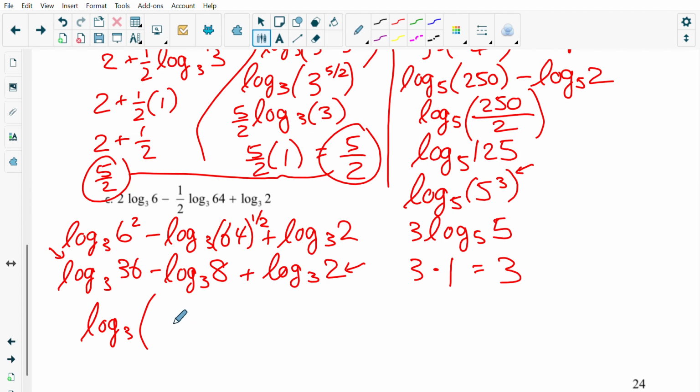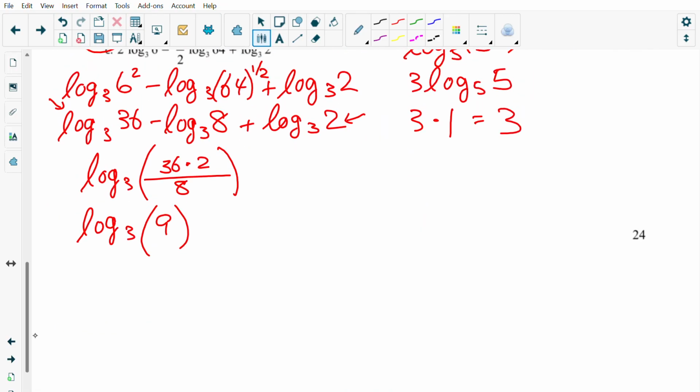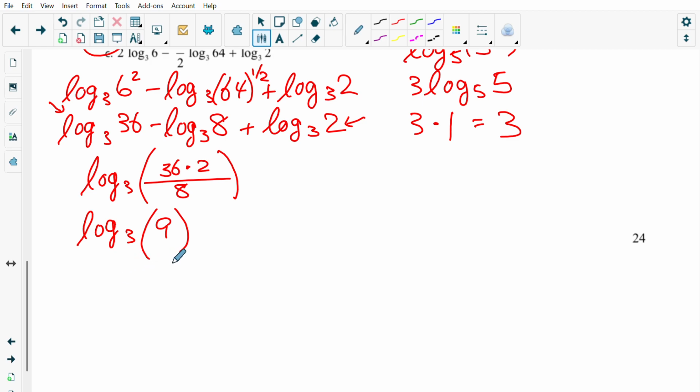So when I combine it all in one, log base 3 of 36 times 2, right, because those are the two expressions I'm adding, divided by 8, because I'm subtracting log base 3 of 8. Again, I have the same base in all three logarithmic expressions, so I'm applying product and quotient law all in one. Simplified, log base 3 of, let's see, that's 72 divided by 8, that's 9. Let's evaluate this logarithmic expression, log base 3 of 9. 3 to what exponent equals 9? Well, that is 2.